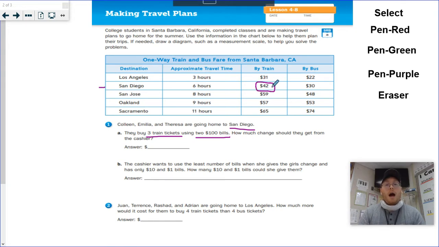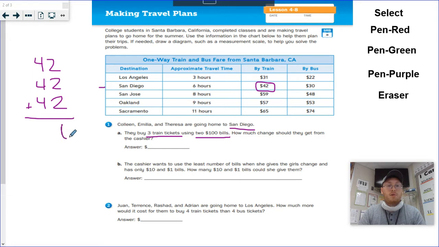Now, again, I know that this is per person. So 1 person. How many people? They buy 3 train tickets. So I have 42, 42, and 42. So I have 3 of those. All right. So my first procedure is I buy 3 of those. So that means I have to add. Okay. So I add these together.